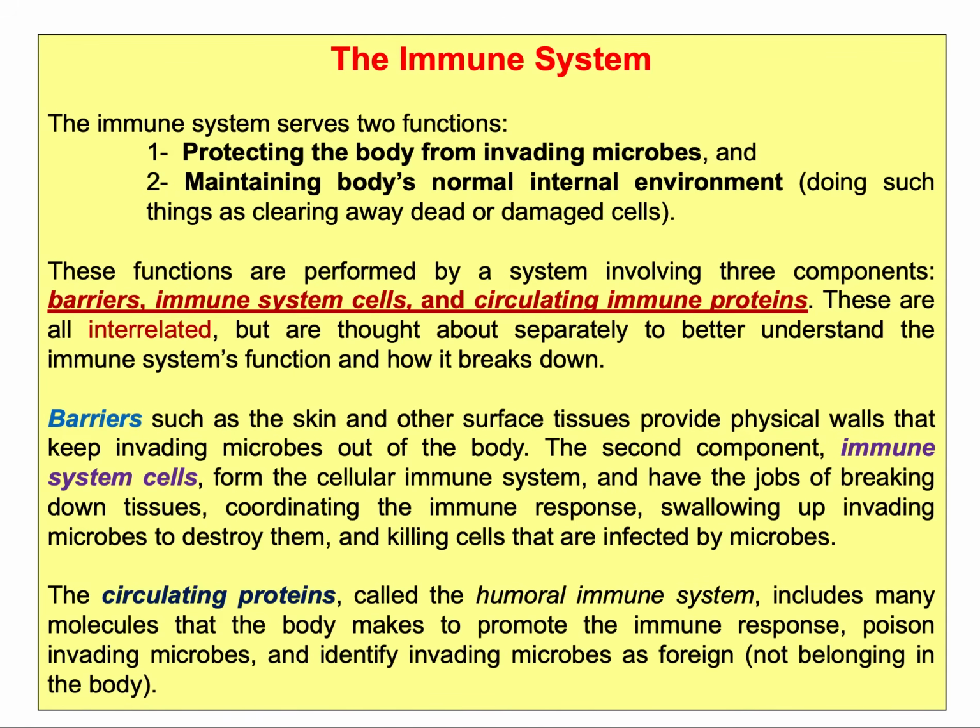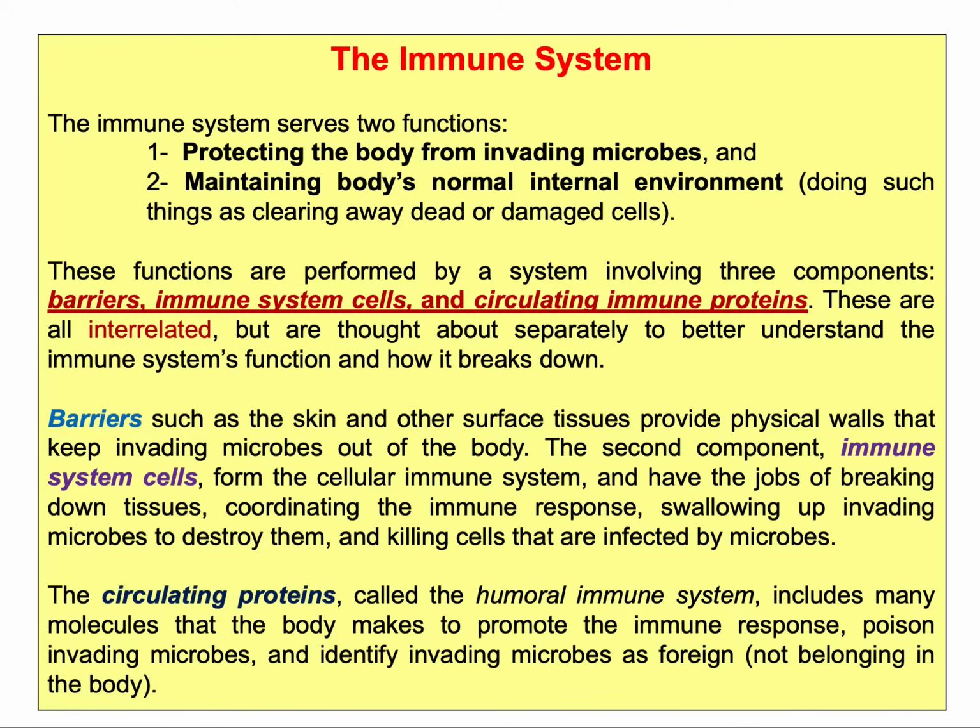So we would like to talk a little bit more about the immune system. What is our immune system and how does it work? The immune system serves two main functions. The first is protection. The second function is maintaining some characteristics. So the immune system protects the body from invading microbes. And the second function is maintaining the body's normal internal environment, doing such things as cleaning away dead or damaged cells.